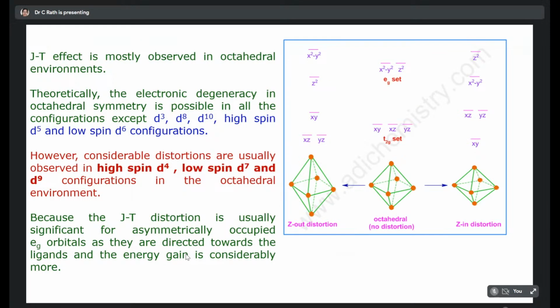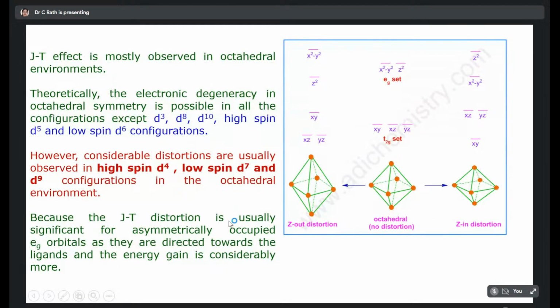The JT effect is mostly observed in an octahedral environment, and theoretically the electronic degeneracy in octahedral symmetry is possible in all the configurations except d3, d8, d10, high spin d5 and low spin d6 configurations. However, considerable distortions are usually observed in the high spin d4 state or low spin d7 and d9 configurations in this octahedral state. So if you look here, you will have the t2g, all three at the same energy, if it is an octahedral without any distortion. If you have a distortion, then you see XZ, YZ is at lower energy and XY is at higher energy. When there is a distortion, it will give rise to a change in the bond lengths, and it will change the structure from octahedral to tetragonal also.